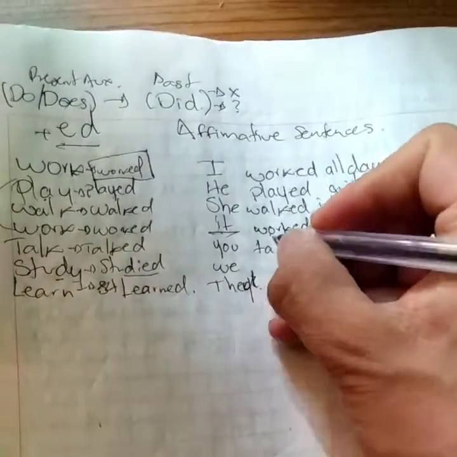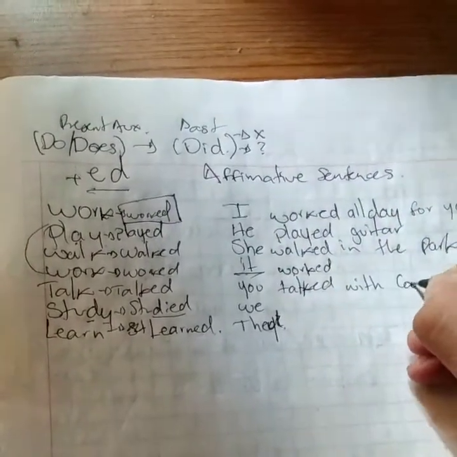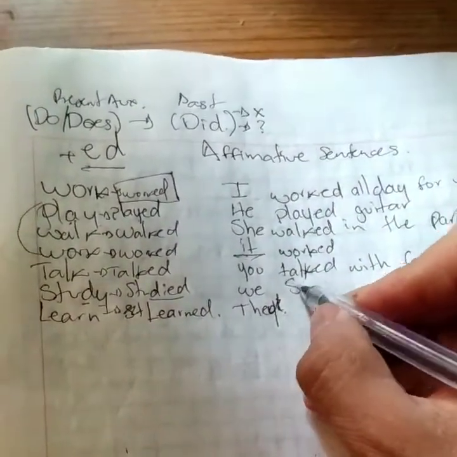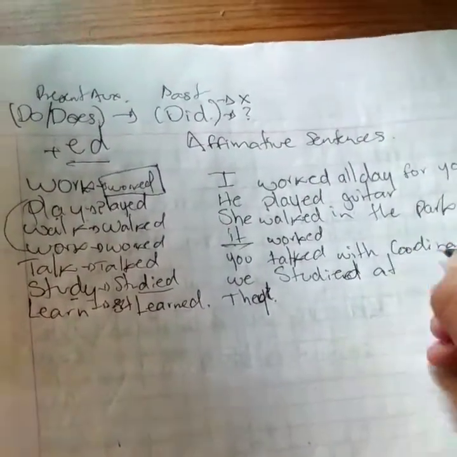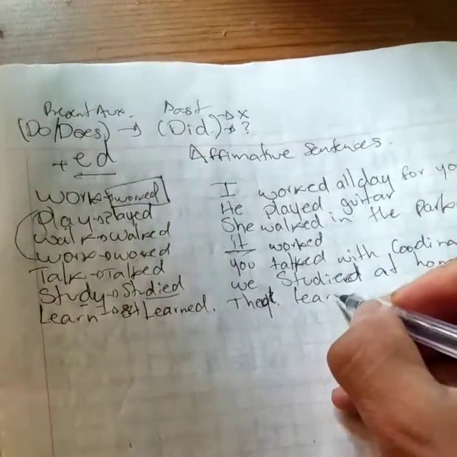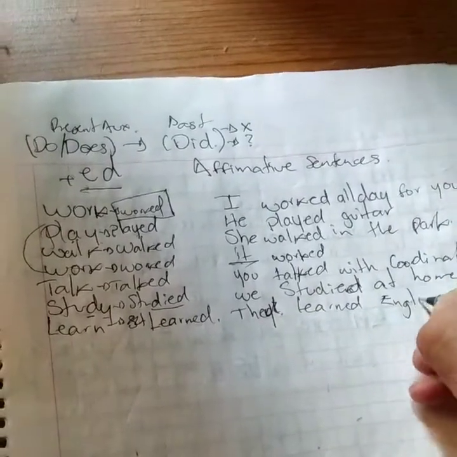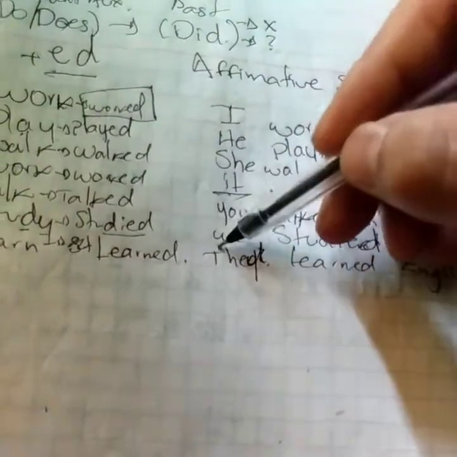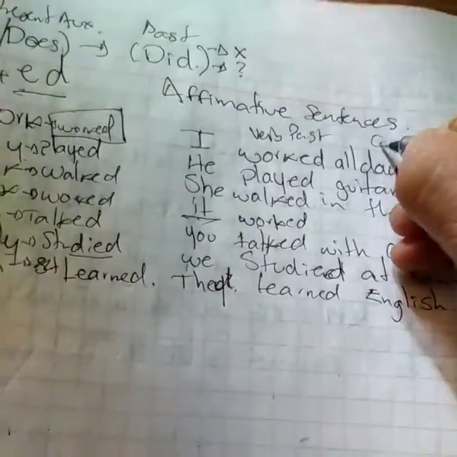Yes, you talked with the coordinator. Yes, we studied at home. Yes, they learned English. Very good. As you can see, the only thing that we need is a personal pronoun and a verb in past, and a complement.